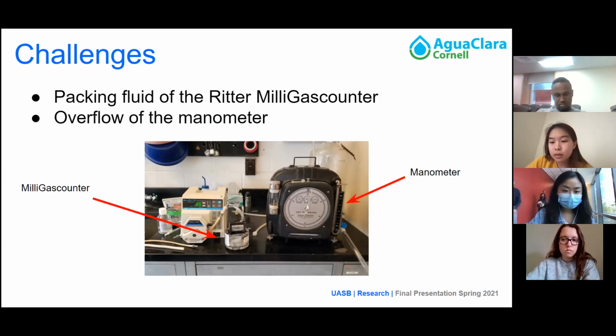Since the wet test meter and the MilliGascounter are for lab tests only and are not required to be attached to the reactor, these challenges should not impede our reactor in any way. However, there still is a problem of gas escapage, which we hope to resolve in the future.